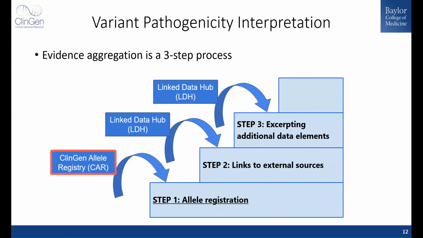Okay. So this evidence aggregation, we see as a three-step process, and we're mostly going to focus on this first step, which is actually getting these entities registered. Then once you get an identifier, you can link to external searches using that same identifier, and then extract additional data elements using that same identifier. So it allows us to do this linking process to empower downstream tools and users.